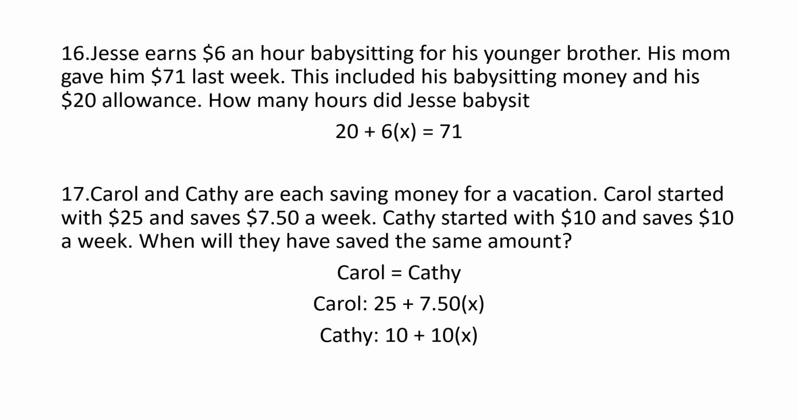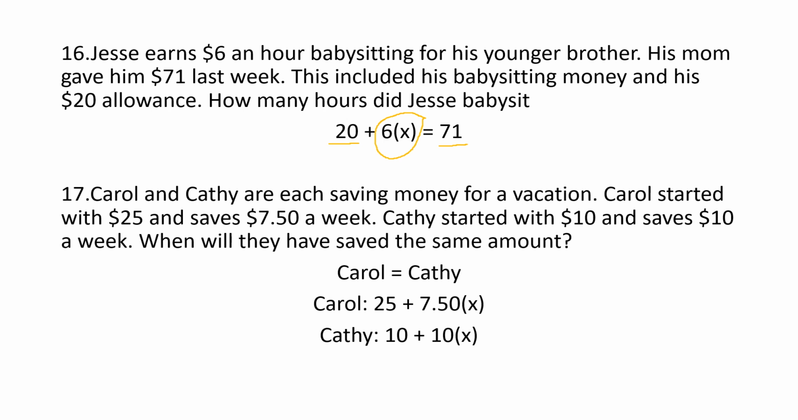So we know that he got $20 flat money, just 20 bucks. So there's my 20. We know that he got $71 total. And then we know that for every hour he babysits, he gets $6. We don't know how many hours he's going to babysit, so we'll just call that 6 times x, x being the number of hours. Okay? And then just solve for x. A lot of these from here on out are going to be comparing two different things. So I just sort of write everything down as I'm reading.